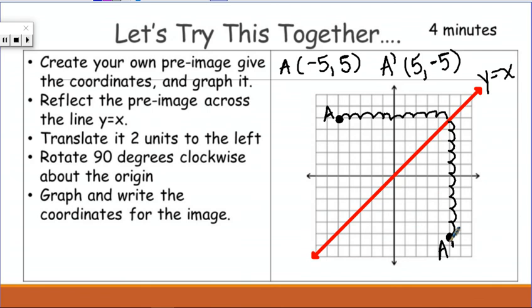Now the next one says to translate it 2 units to the left. So I'm going to take my point A and I'm going to move it 2 units to the left. So here is A and I'm going to go 1, 2. That's my 2 units to the left. So that is my A double prime. And then it says rotate 90 degrees clockwise about the origin. So you put your finger on the origin and you're going to rotate your whole paper 1 turn to the right. So let me show you how to do this.